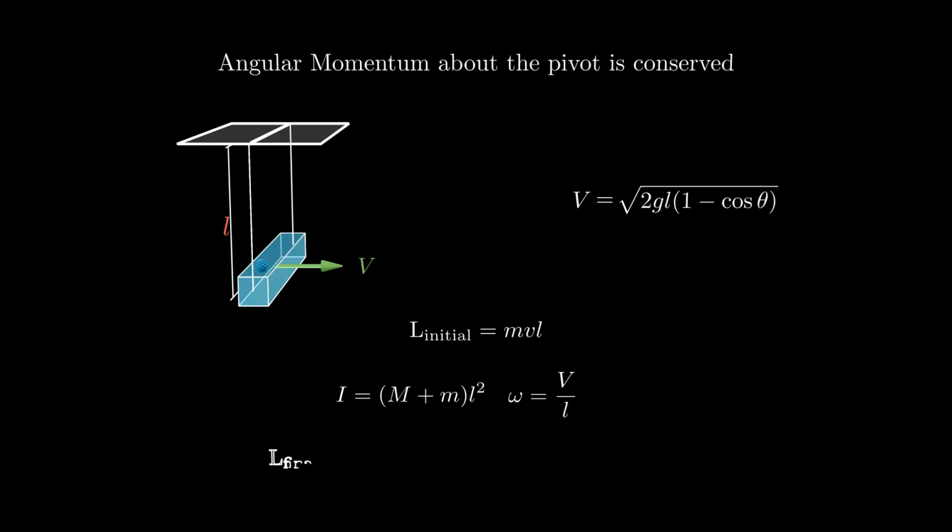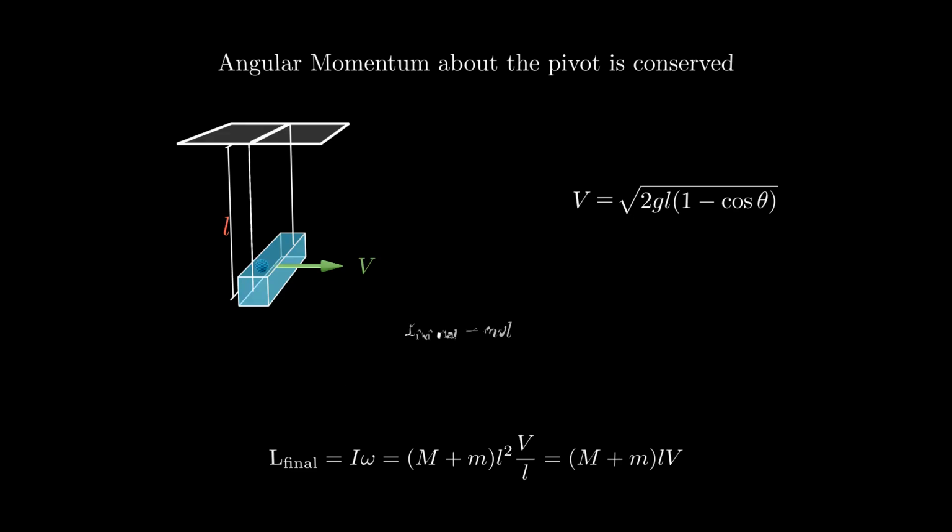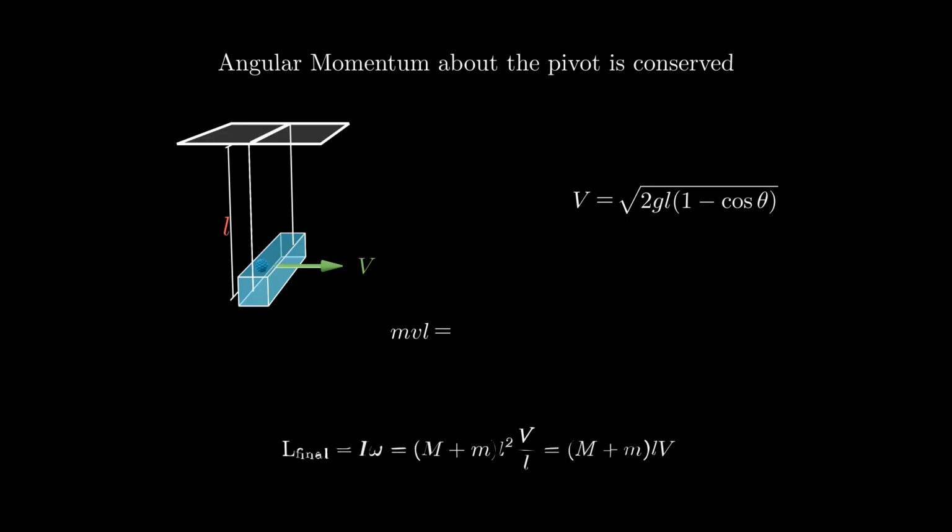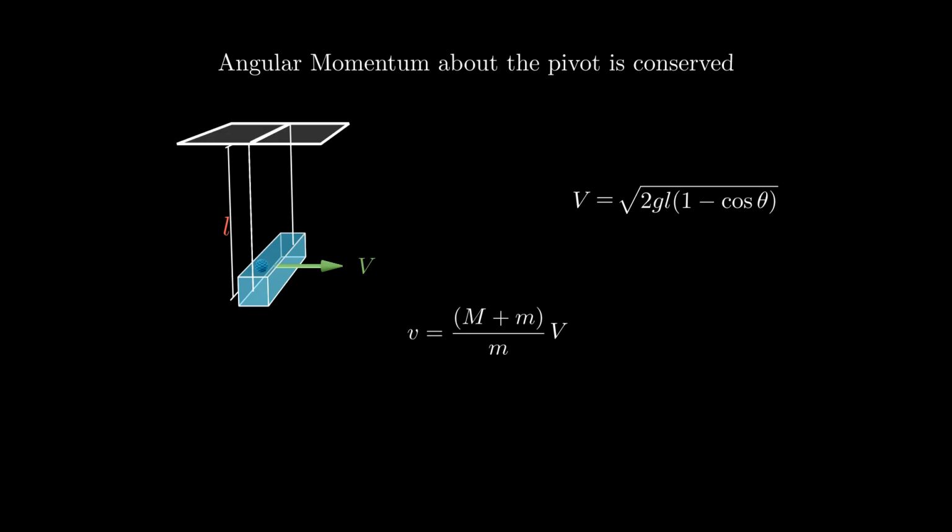So the final angular momentum is L final equal to I into omega, which is small m plus capital M into L square into V by L, which turns out to be small m plus capital M into L into capital V. By conservation of angular momentum, we get m into small v into L is equal to small m plus capital M into L into capital V. Now if we cancel L and solve this equation, we get small v as capital M plus small m divided by small m into capital V.